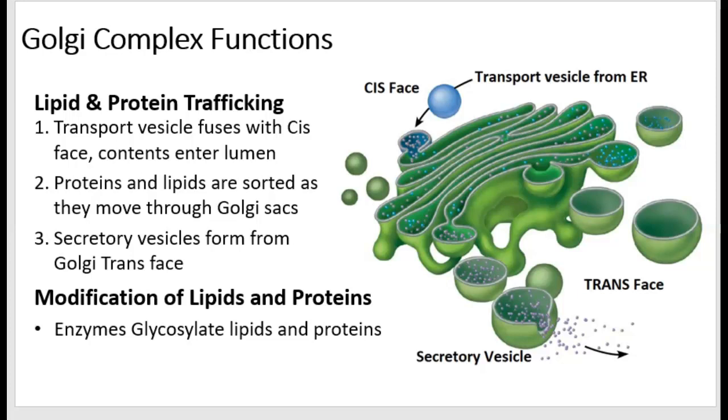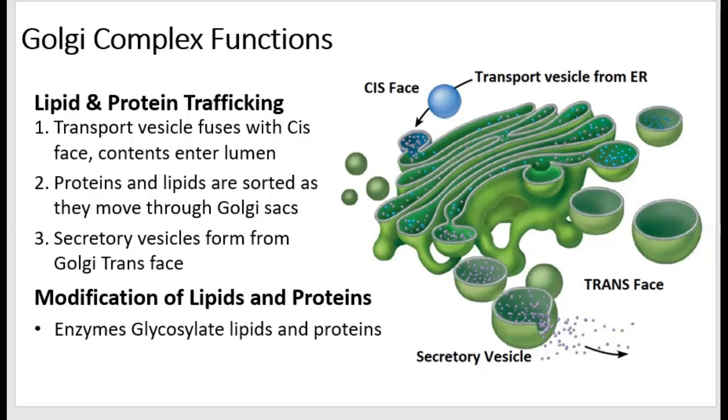These lipids and proteins are then exposed to enzymes within the Golgi, which can add carbohydrate or glycosylate the molecules. The glycosylated lipids and proteins will move into the next Golgi sac until they reach the trans phase. As the lipids and proteins move through the sacs, they are sorted and grouped according to where they will ultimately be sent. This is why the Golgi complex is called the post office of the cell.